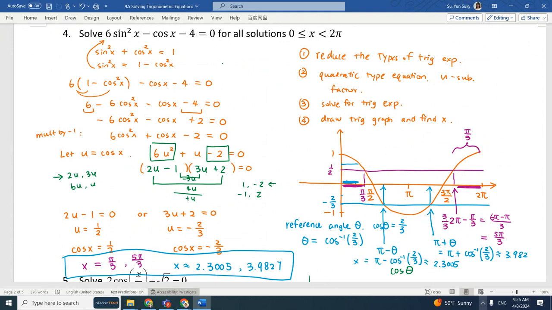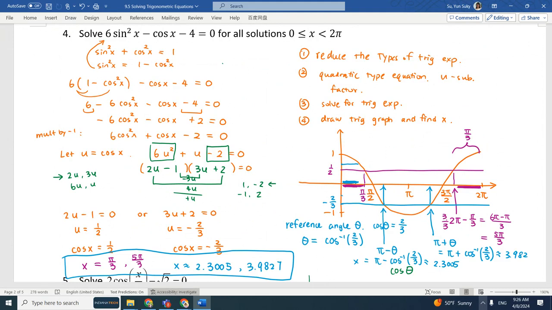First step, when you're given a trig equation, you look at the types of trig functions. If you have more than one type, try to reduce it. Use a trig identity to reduce it. And then you look at the angle. Are they the same angle x? Yes, then that's good. Next, you want to move all the terms to the left-hand side and see if you can factor it. Well, in this case, we get a quadratic type equation. So to make it look simpler, we use a u substitution.